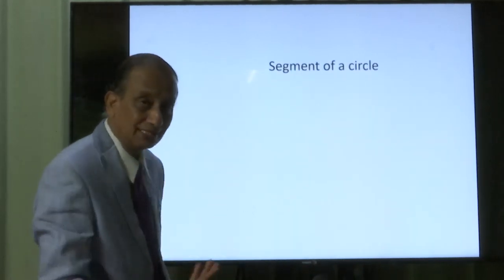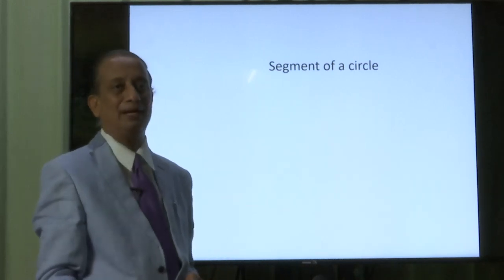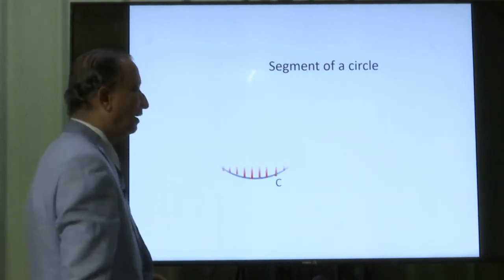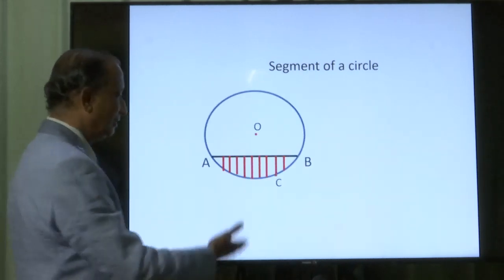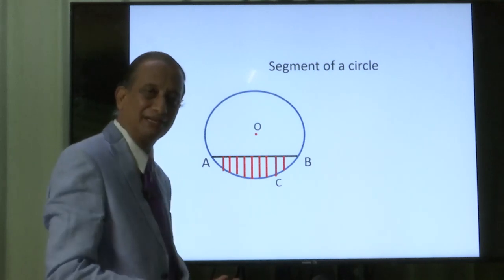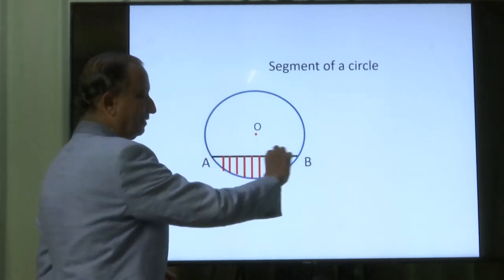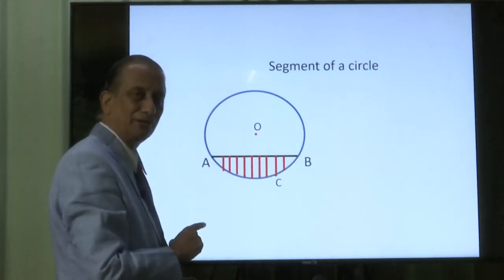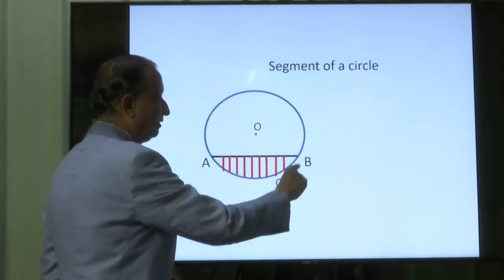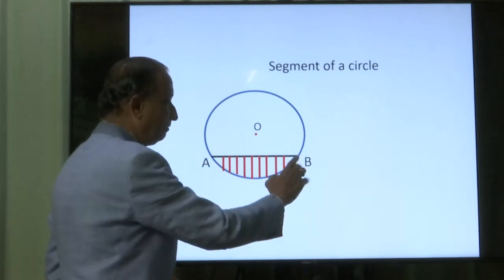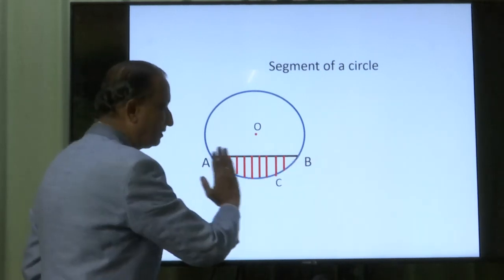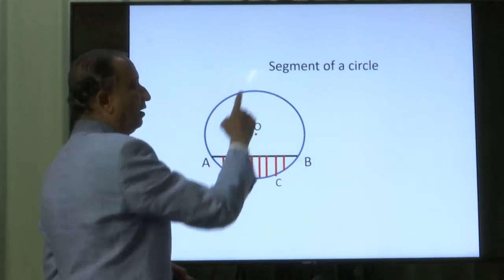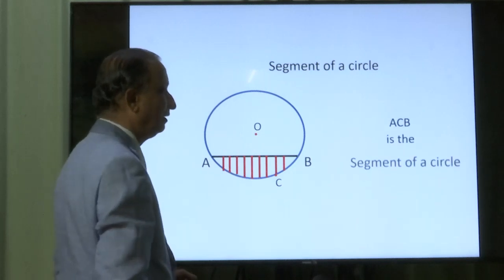Now, another interesting term we need to understand, that is called the segment of a circle. So, what do you mean by the segment of a circle? See, there is a lot of difference between a sector and a segment. Segment is this portion which has been highlighted here. So, this is the chord, AB is a chord and this is a minor arc ACB, and this region bounded by this chord and this arc is called the segment of a circle.